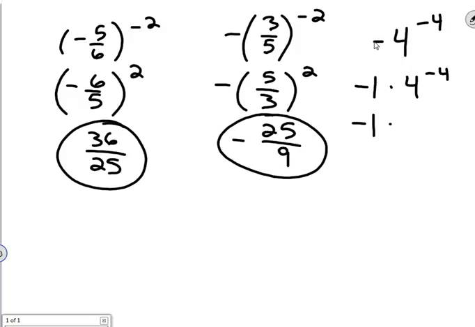Let's flip this to make it 1 over 4 now to the positive 4. And 4 raised to the 4th is 256. So we have negative 1 times 1 over 256, which ends up being negative 1 over 256.